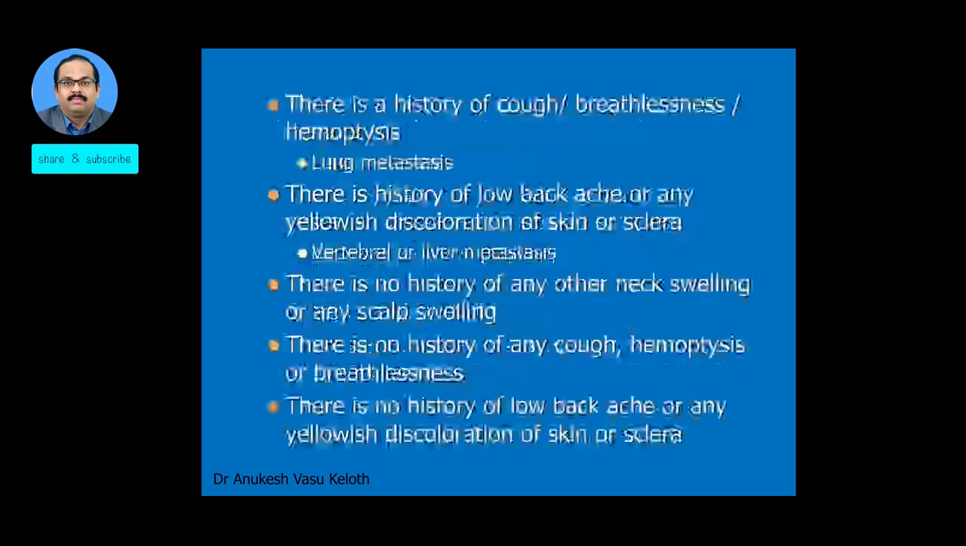Now, for metastasis to other systems, for lung metastasis, you can ask if there's a history of cough, breathlessness, or hemoptysis. For vertebral or liver metastasis, you can ask if there's a history of low backache or any yellowish discoloration of skin and sclera. Now, if none of these are there, it's a completely negative history for spread. You can go with it like this. There's no history of any other neck swelling or any scalp swelling. There is no history of any cough, hemoptysis, or breathlessness. There's no history of low backache or any yellowish discoloration of skin or sclera. That would effectively rule out everything.